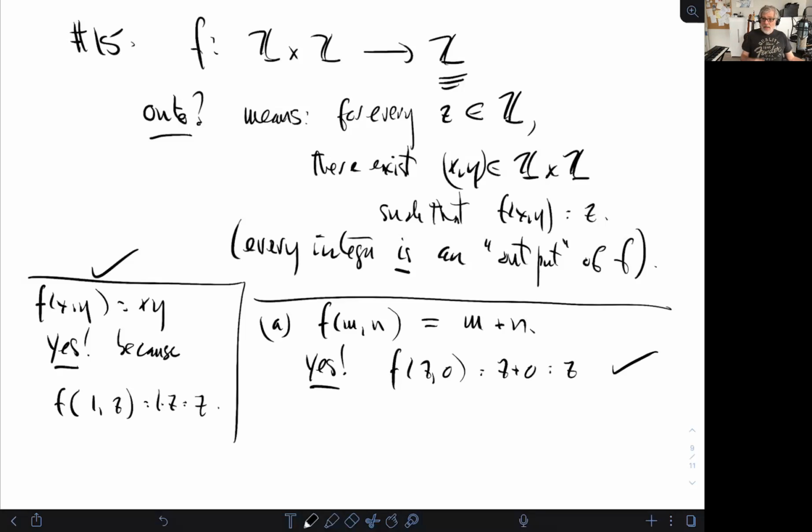Bingo. I'm using this z here so that you can see the connection to the definition here. That's why I'm using this z. I could use any other letter, right?